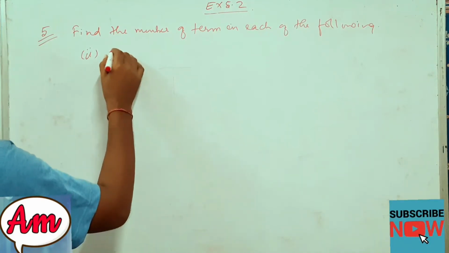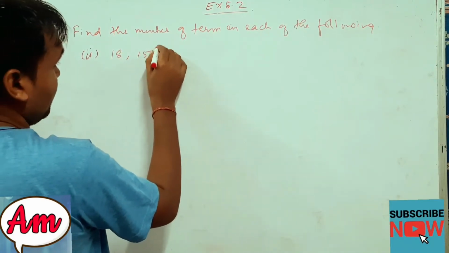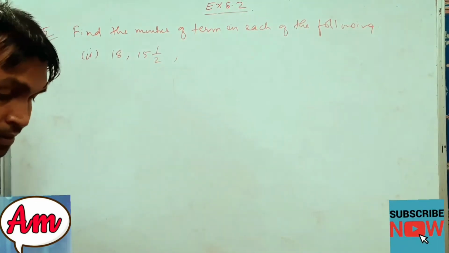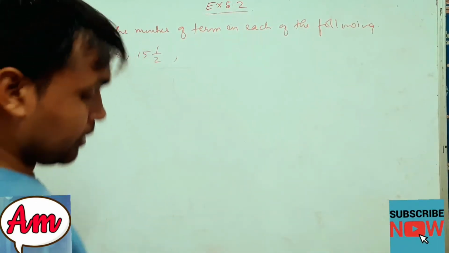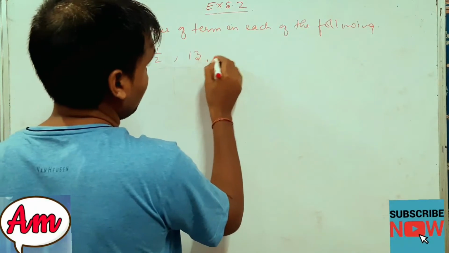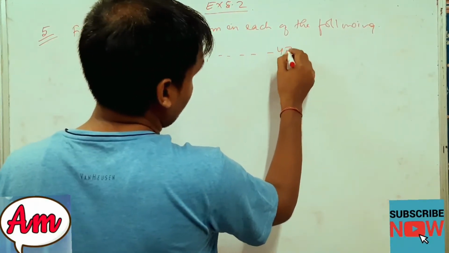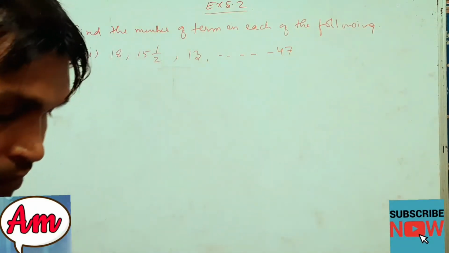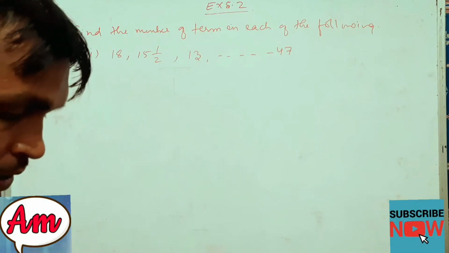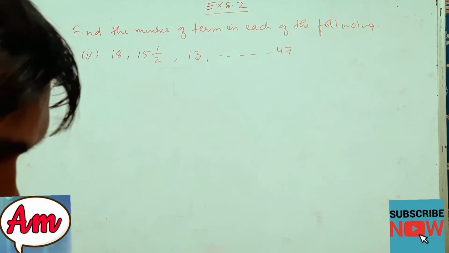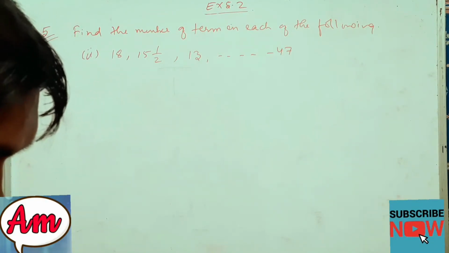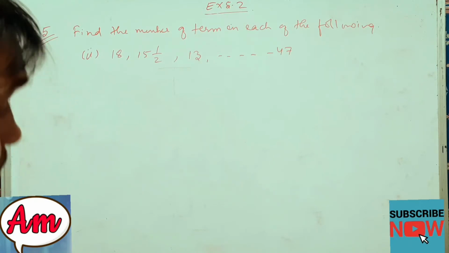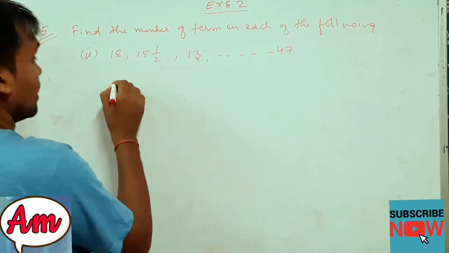18, 15 and a half, then 13, going to minus 47. Got it? So we have gone up to minus 47. Okay, so same way here also, write it.